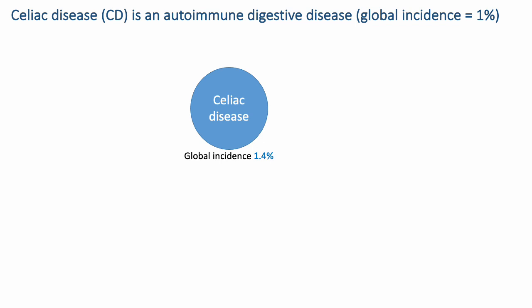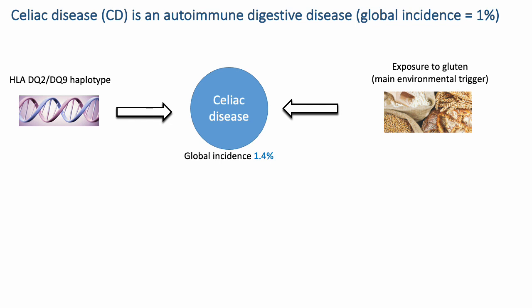Celiac disease is an autoimmune digestive disease which occurs in genetically predisposed individuals in response to the ingestion of gluten, which is a protein found in wheat, rye, and barley. In fact, celiac disease is the only autoimmune disease for which both the genetic risk factors and the environmental trigger are well known.